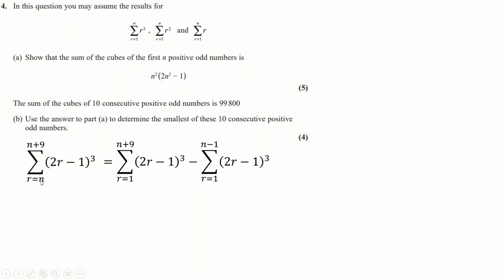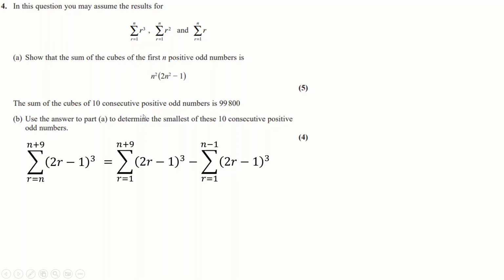So imagine this was maybe a 10 and this was a 19. I'd go from 1 to 19 and then chop off from 1 to 9. And I think that will just get me from 10 to 19. So I think this works. Of course, now I've got everything set up in the right way.